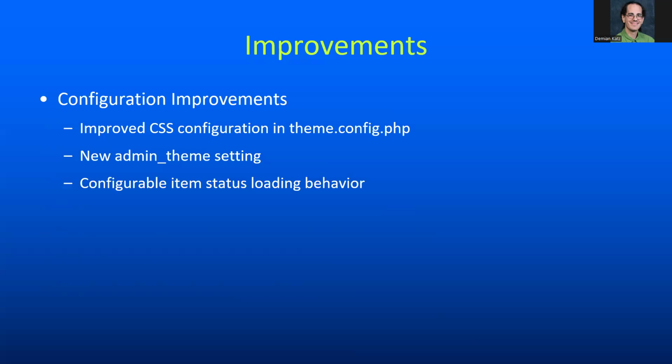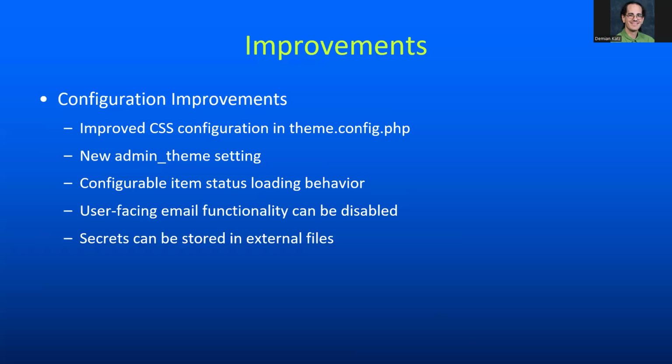We've made item status loading in search results configurable, so you can control whether and how queuing is used and some of the other details of how availability statuses are pulled into search results. We've added the ability to completely disable user-facing email functionality if you want to do that. Previously, it required some template tweaking. Now you can just switch it off in config.ini.